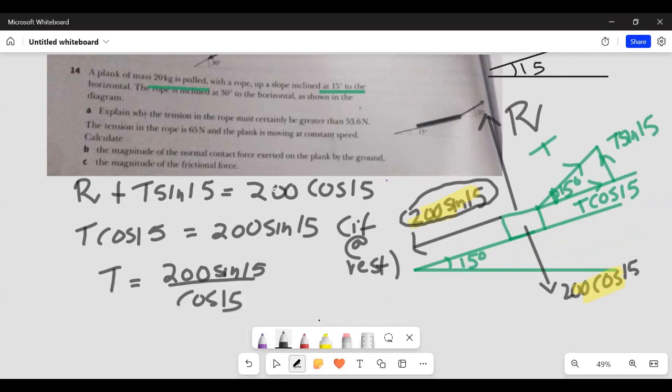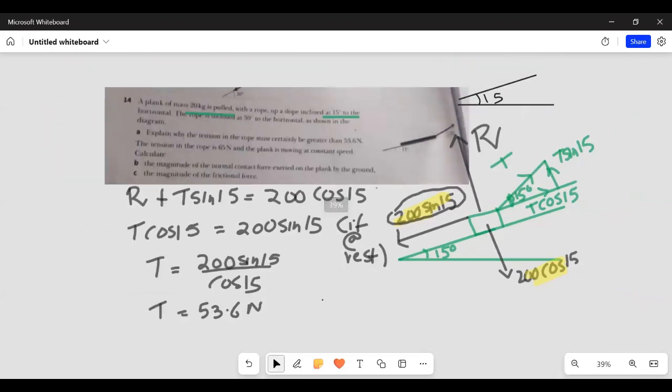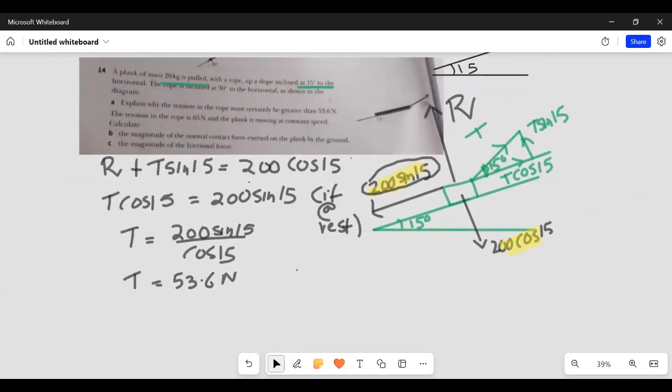Yes, equals to 53.6. ठीक है. So that means that if the object is at rest, it's not moving upwards and it's not going downwards. If it stays where it is, then the tension should be 53.6 newtons. However, the question says that the plank is being pulled upwards. यही था ना question? Yeah, a plank of mass 20 kg is pulled with a rope up the slope. So अगर इस rope ने इस प्लैंक को अपवर्ड मूव करना है तो इसकी टेंशन ज्यादा होगी 53.6 से, क्योंकि 53.6 पे तो ये रेस्ट पे.